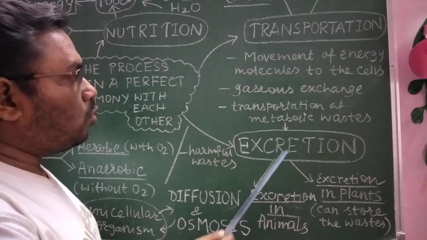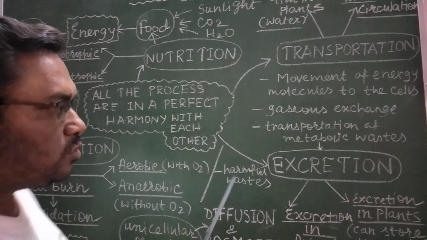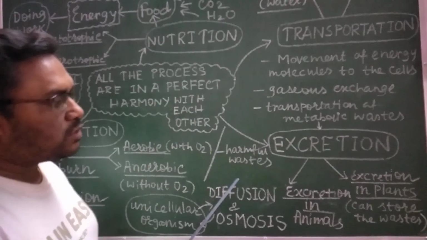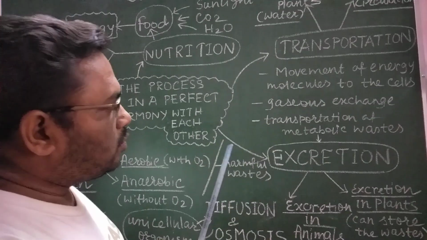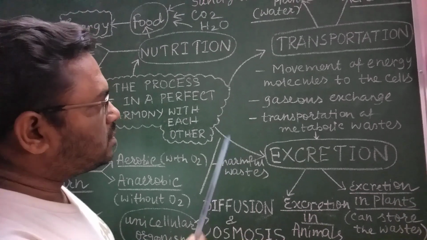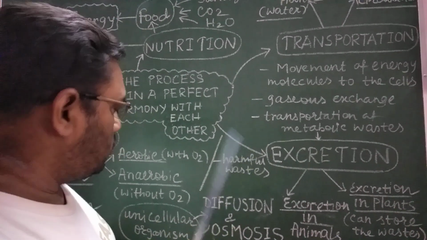So here you can see that all these four life process systems are very closely linked with each other, and all these life processes are needed for the survival of an individual organism. If any one of the processes is not working properly, the other life processes cannot work either.